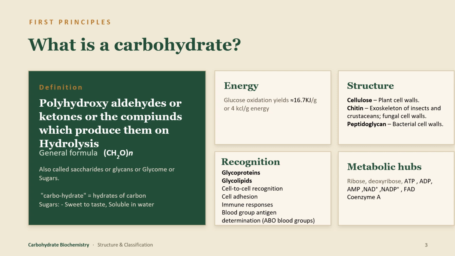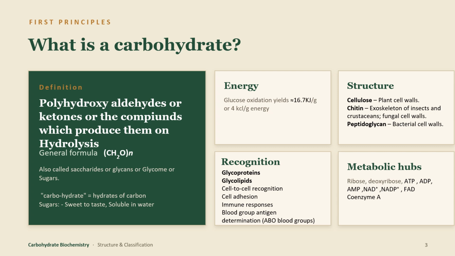Okay. So what is a carbohydrate? The general definition, we all know, is that they are polyhydroxyaldehydes or polyhydroxyketones, and compounds which can produce them on hydrolysis. All these are called carbohydrates, and the general formula is (CH2O)n, right? There are some other common names also used: they are also called saccharides, glycans and glycomes, or sugars. Especially we use the term sugar when the carbohydrate is sweet in taste and soluble in water.